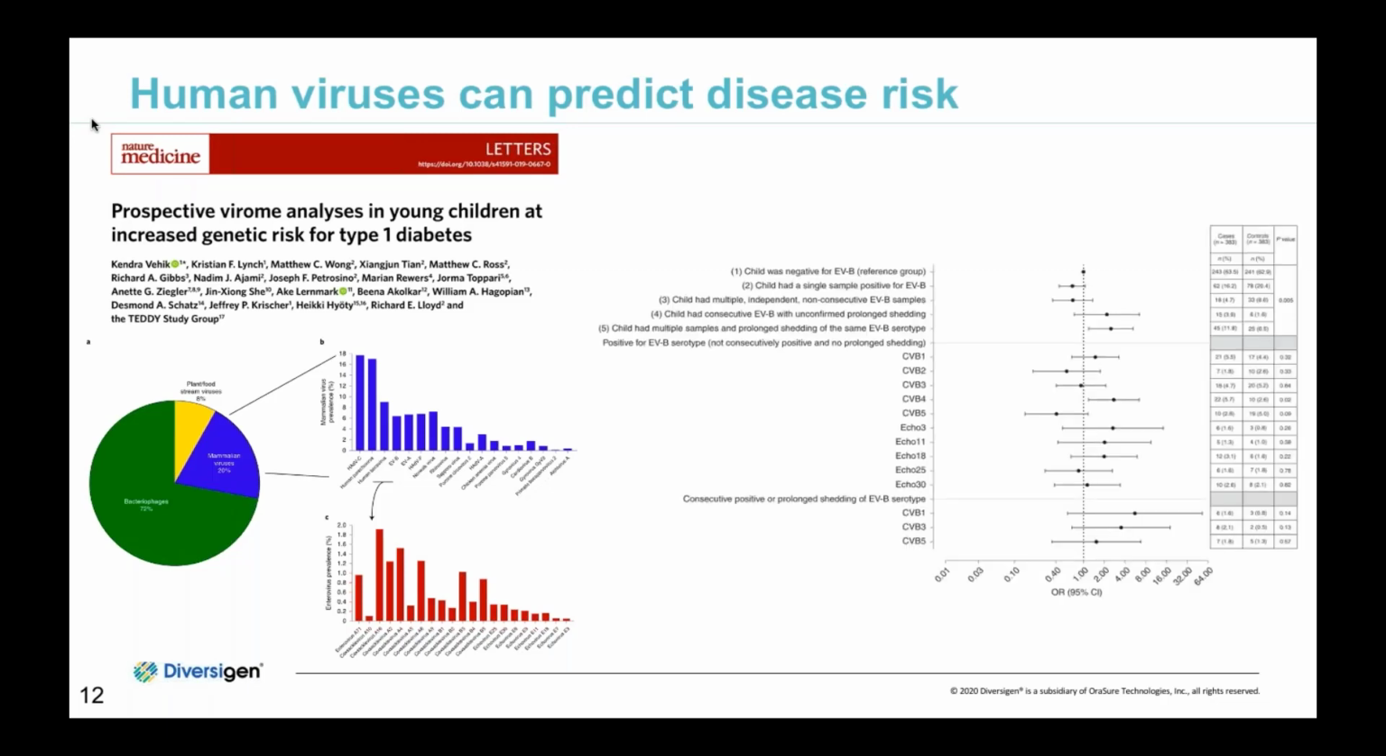The other very interesting discovery was that children with prolonged shedding of the same EVB serotype and children with consecutive positive results for different serotypes had similar higher odds of developing islet autoimmunity compared to children negative for EVB. As you may imagine, these findings have very important implications for disease prediction and disease treatment.